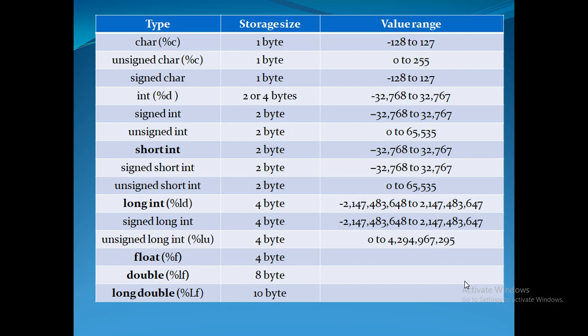So what's the difference between signed and unsigned? Unsigned character or unsigned integer, or any unsigned values, are all positive values, not negative values. Here character %c, its storage size is 1 byte. Its range starts from -128 to +127. So this -128 to +127 is the range. The ASCII values of the characters are mentioned here.